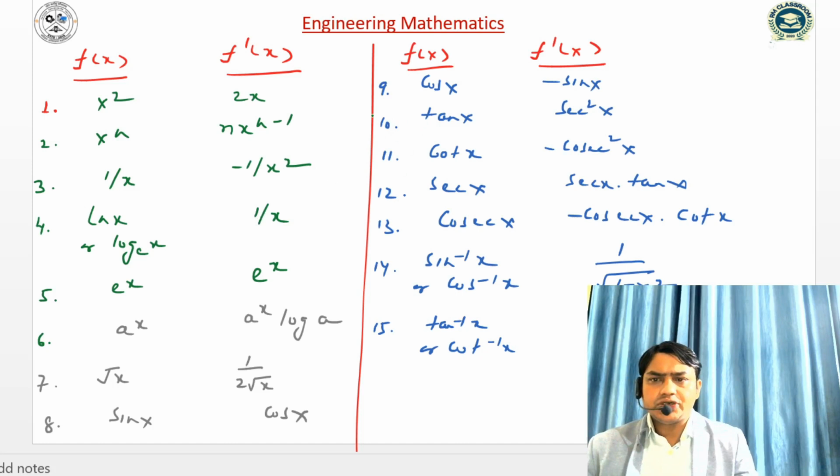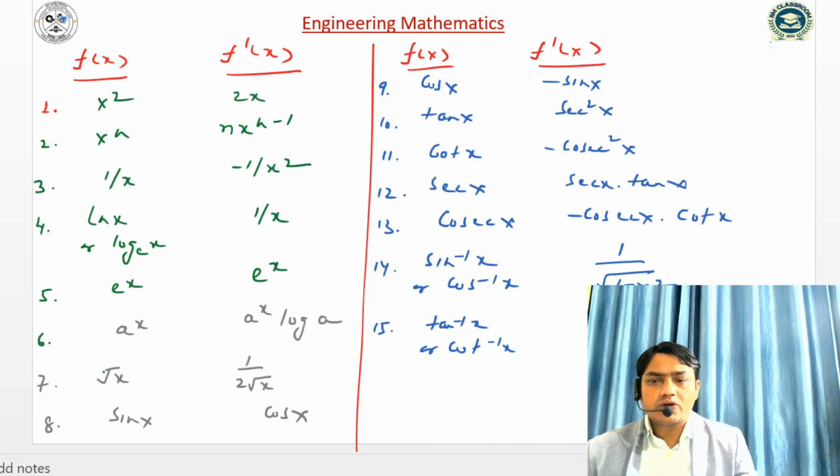Differentiation of x square is 2x, x to the power n is n x to the power n minus 1, 1 by x. So the differentiation of 1 by x is minus 1 by x square. Similarly, ln x or log x to the base e, the differentiation is 1 by x. Similarly, the differentiation of e to the power x is e to the power x. And the differentiation of a to the power x is a to the power x log a to the base 10. And similarly, the differentiation of root x is 1 by 2 root x.